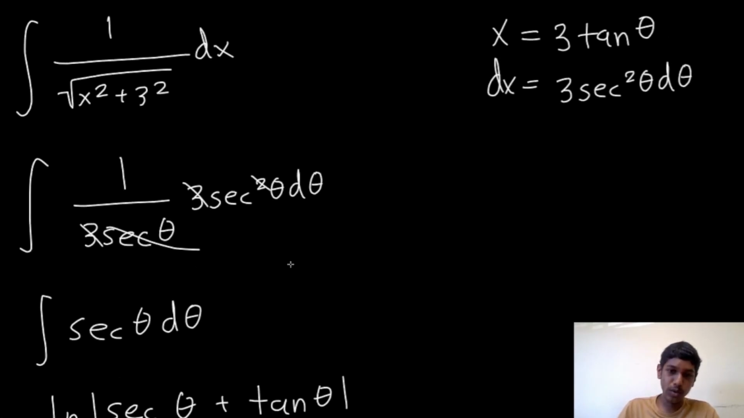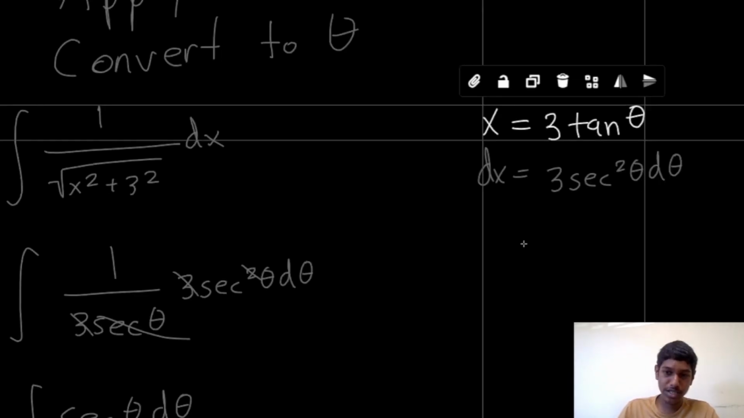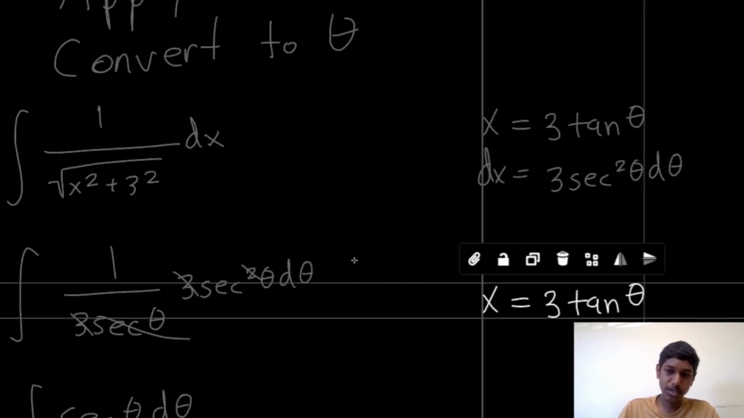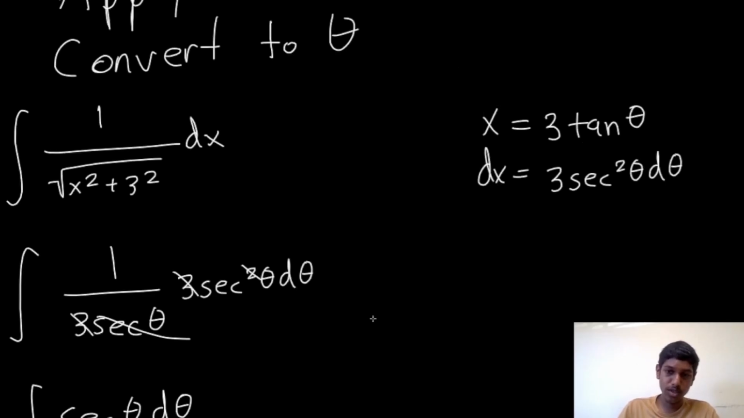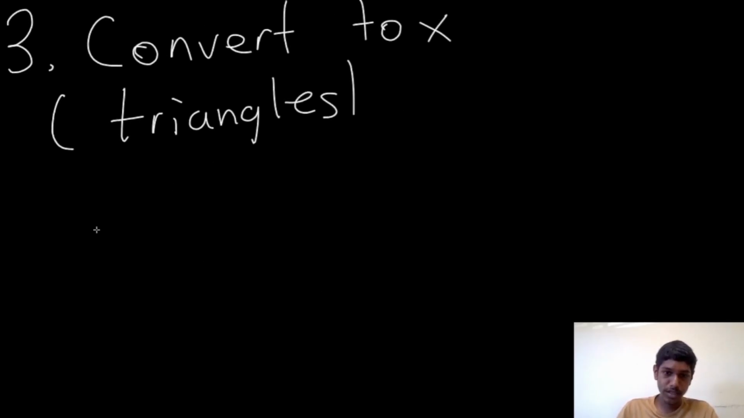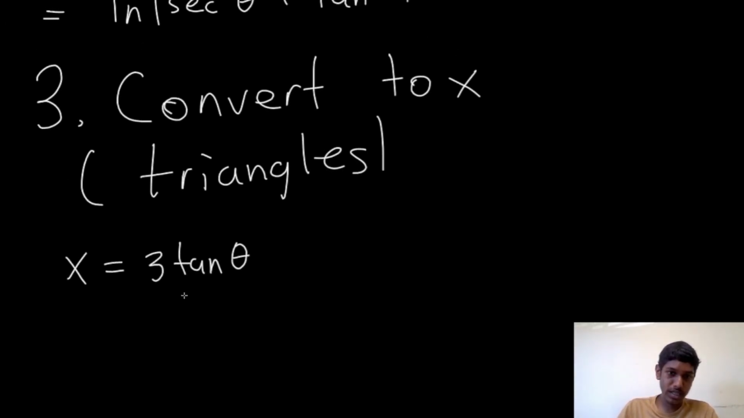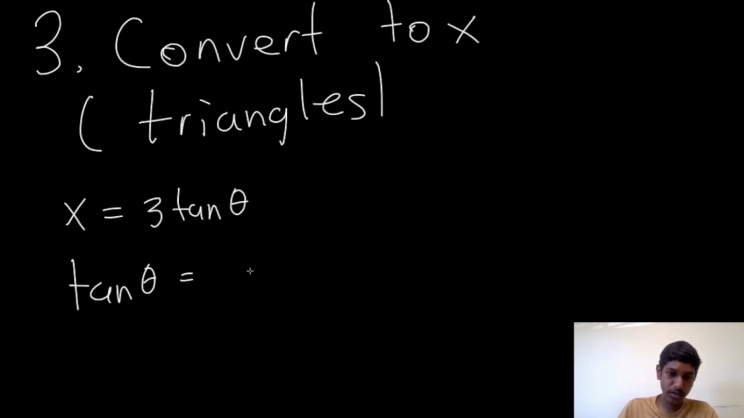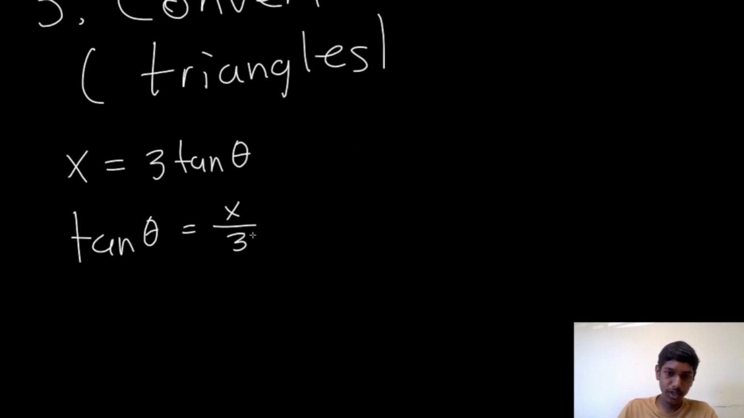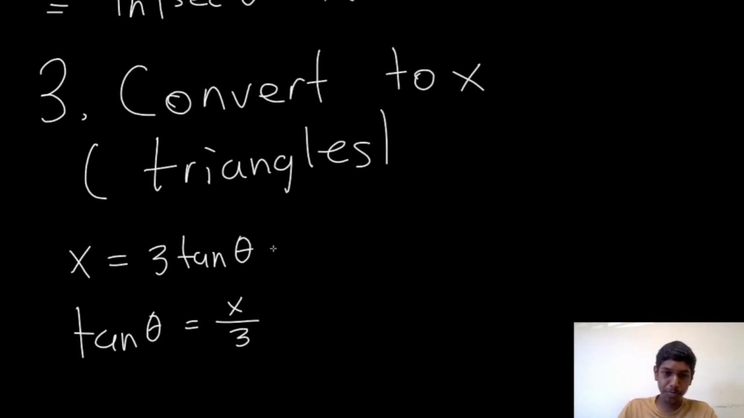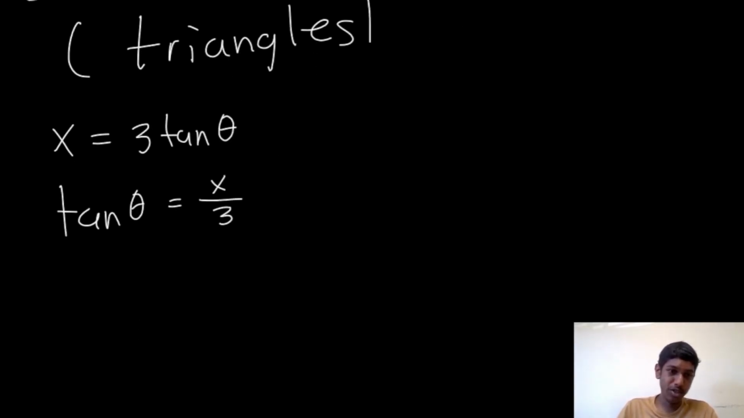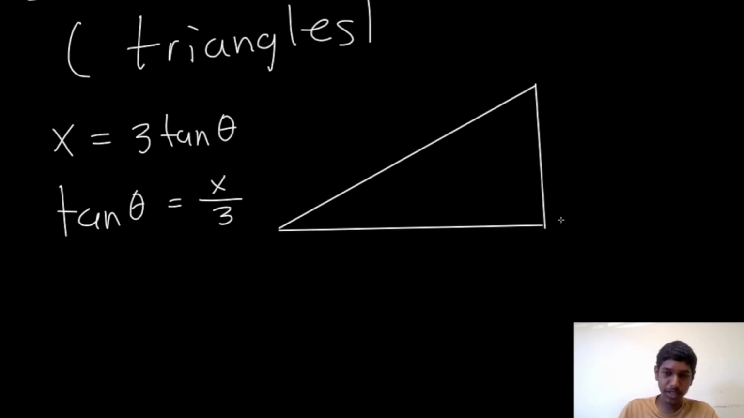So we know that x equals 3 tangent theta. That was our whole substitution, right? So let's rewrite that down here. So x equals 3 tangent theta. So that means that tangent theta is going to be x over 3. Great. So now is the part where we draw a triangle. You may have done this in pre-calculus when you were finding inverse functions, or inverse trig functions.